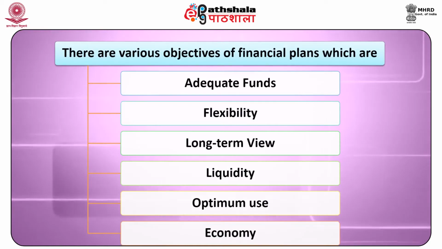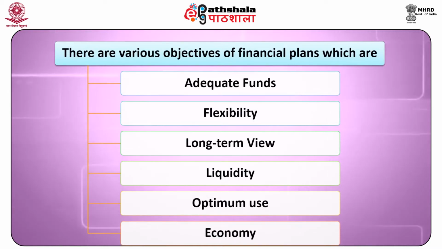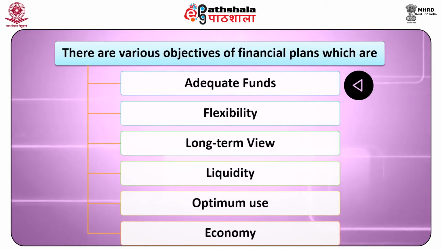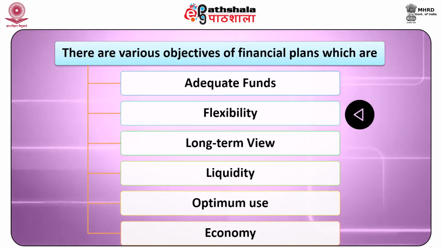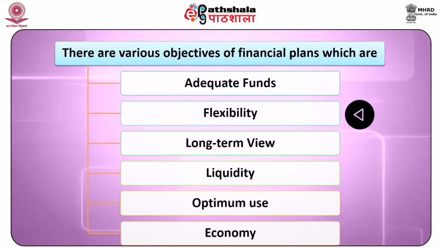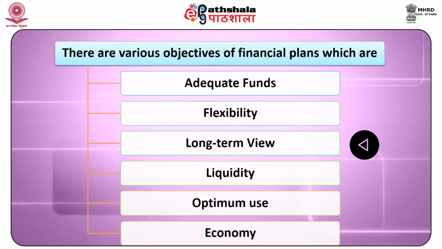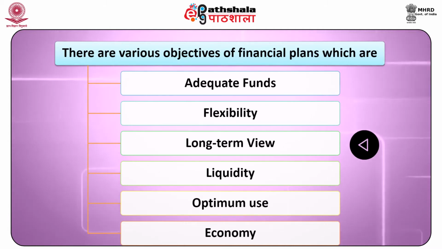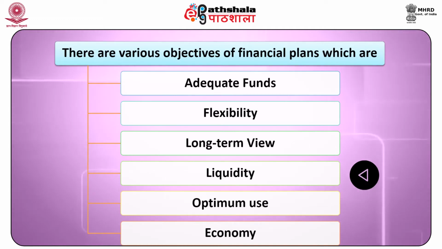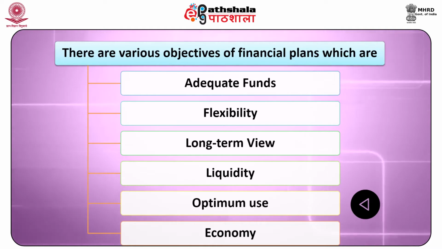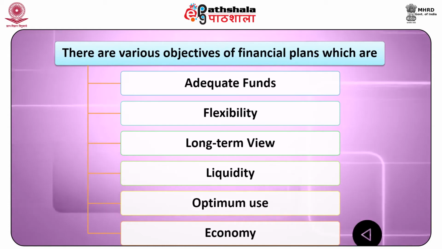There are different objectives of financial plans which are as follows. Firstly, adequate funds. The financial plans need to provide an adequate amount of funds. Flexibility. You can't have a non-flexible straight line kind of view towards funds. It needs to have a long-term view in terms of getting the funds and utilizing the funds. The liquidity component cannot be ignored. The optimal use of the funds, something really very important which every chief financial officer has to take care of. And of course, the overall economy, which basically is the parameter for the success of a firm.